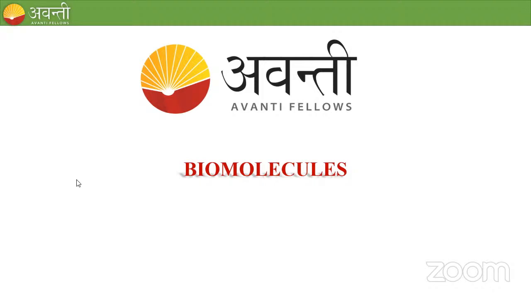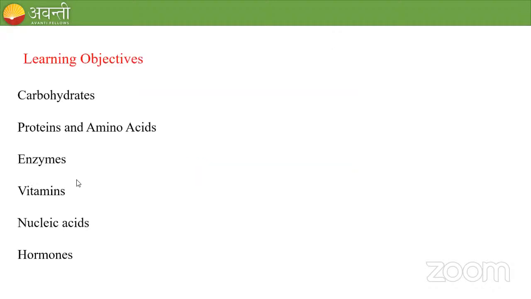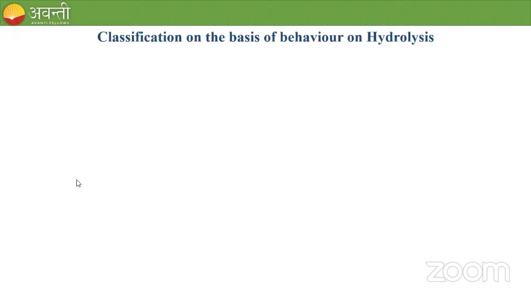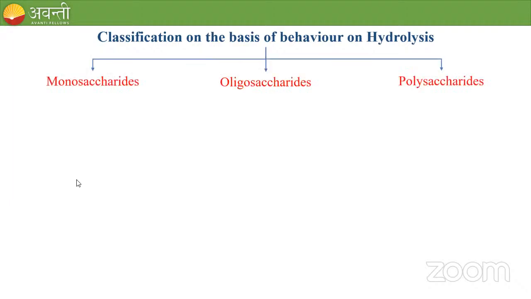So yesterday we started the biomolecules lesson, right? The learning objectives of this lesson are carbohydrates till hormones. Yesterday we completed the classification on the basis of behavior on hydrolysis. There were three classifications under this. Yesterday we completed the monosaccharides and oligosaccharides, right?